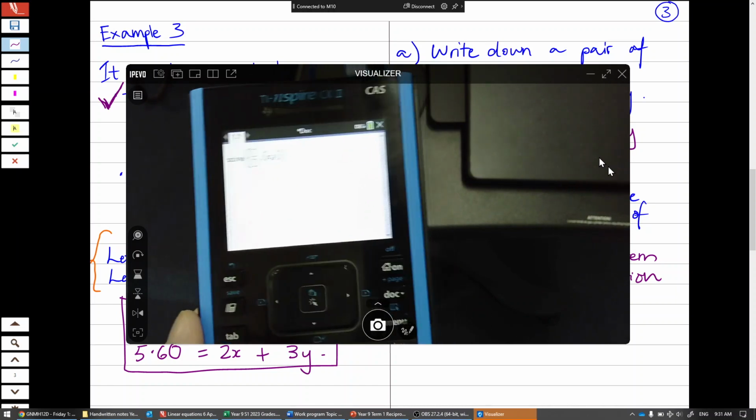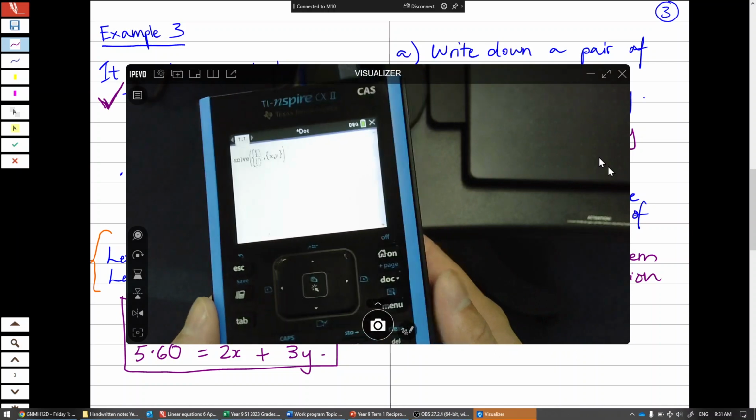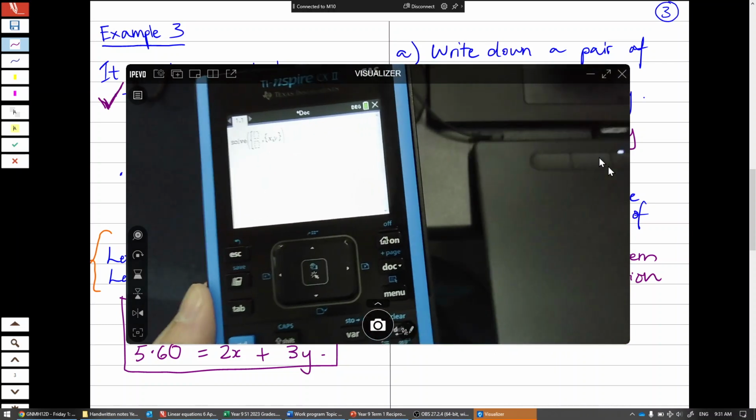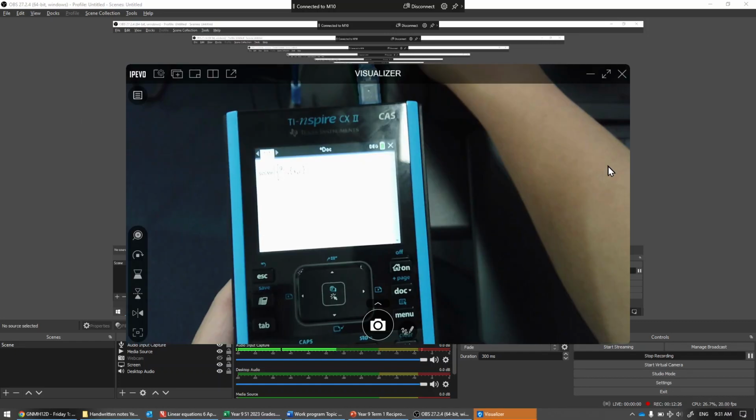Once you've selected solve system of equations, you'll need to type both equations in. So I'll go back to the notes. The first equation was 9.8 equals 5x plus 4y. So go ahead and type that in.